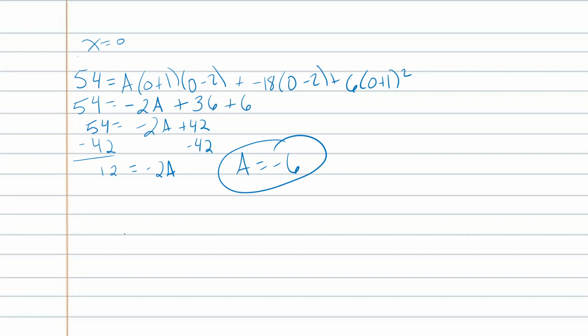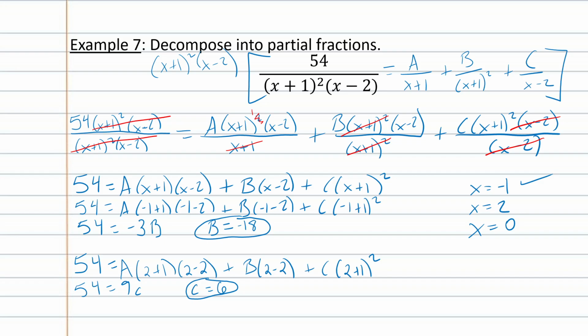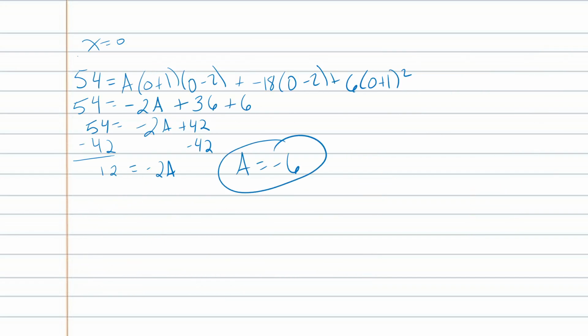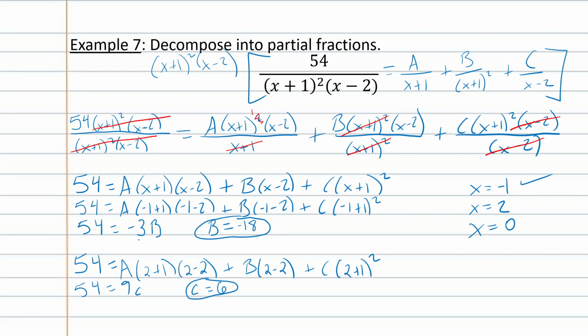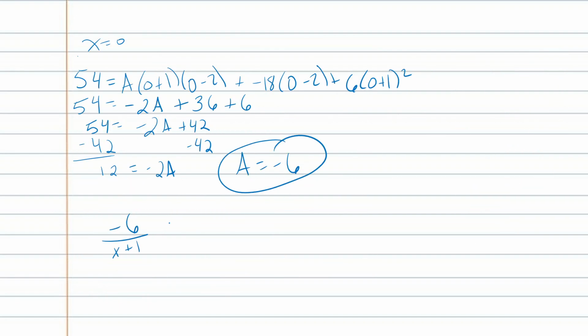Very nice. All right, so now we need to put it in our partial fraction decomposition form, right? So it needs to be a over x plus 1, so negative 6 over x plus 1, and then it needs to be b over x plus 1 squared, so negative 18 over x plus 1 squared. I'll put the addition between them for now. And then it needs to be c, which we know is 6 over x minus 2. And that is our partial fraction decomposition form.